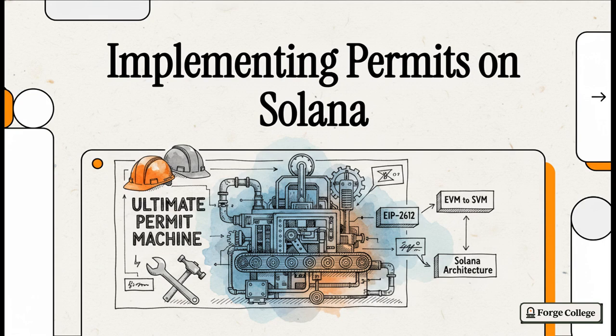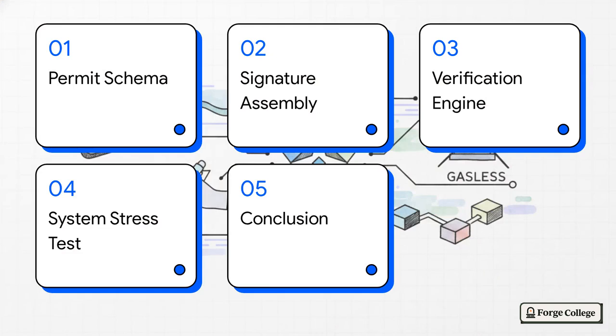We are setting the stage to build something I know you've been asking for, the ultimate permit machine blueprint, right here on Solana. Now, if you caught our last session, permit-based approvals on Solana, motivation, and EIP 2612 comparison, you already know exactly why we desperately want these gasless approvals. But today we're grabbing our hard hats, maybe some metaphorical duct tape, and we're actually translating that gasless magic into a sleek, high-performance Solana architecture. Let's get into it.